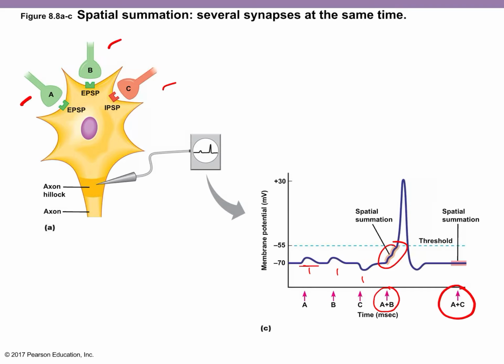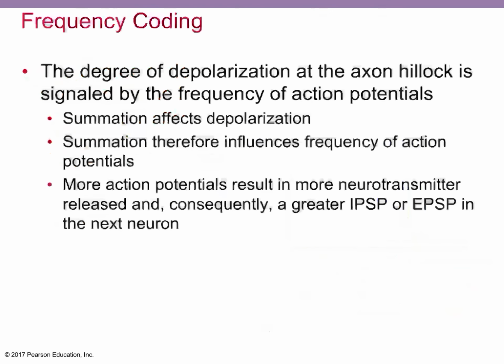There's also summation with the hyperpolarization. If you have A and C together, A is a slight depolarization, C is a slight hyperpolarization. Together, you get basically the resting potential. So you're not going to get an action potential, but this is also inhibitory. All right, so that's just a review of the two kinds of summation patterns that we see with neural integration. And then also just reminding you, we talked about this before with frequency coding. The degree of depolarization at the axon hillock is signaled by the frequency of action potentials. So when you summate, that can affect depolarization.